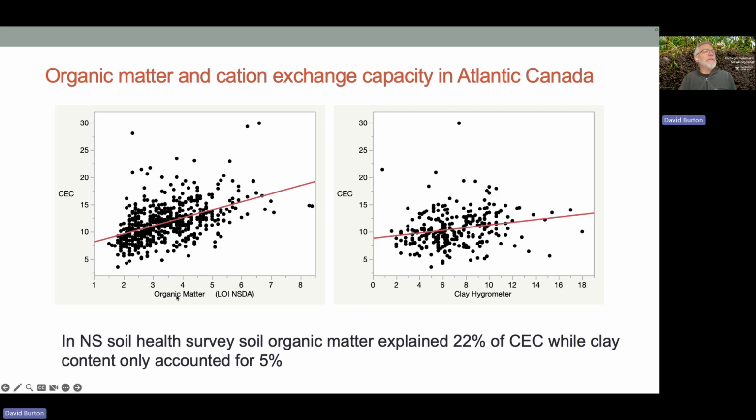So this is a survey of cation exchange capacity and organic matter from Nova Scotia as part of the Nova Scotia Soil Health Survey. And we found that 22% of the cation exchange capacity was explained by organic matter and only 5% by clay content. And that's in part because we have very low clay contents, but also the kinds of clays we have don't have very high cation exchange capacity. In Western Canada, the vermiculites and smectites that often form their soils have very high cation exchange capacities and allow those soils to better retain base nutrients.